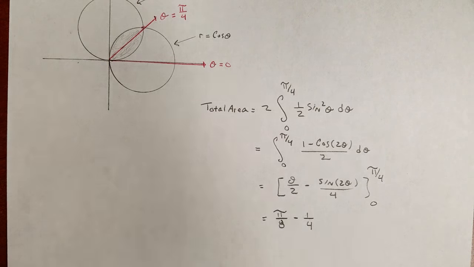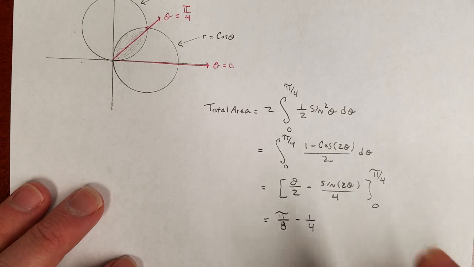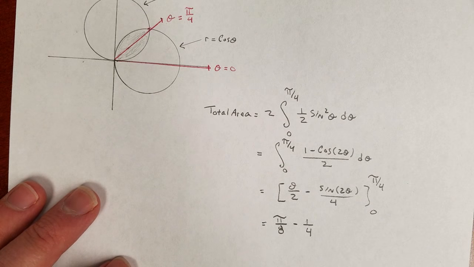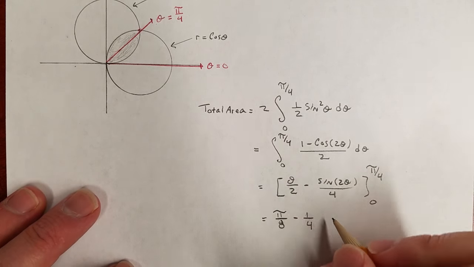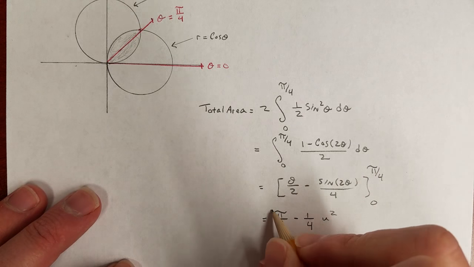Okay, so pi over 8 minus 1/4, man, that's as good as it gets. 0 is not going to give me anything. 0 over 2, sine 0. So I'll just get this. I suppose that's fine.